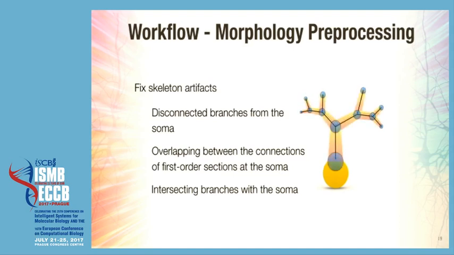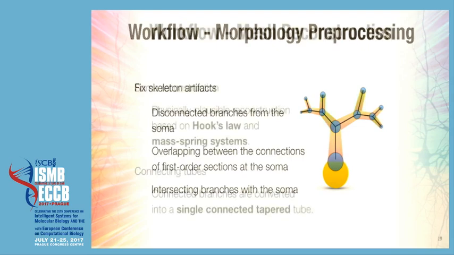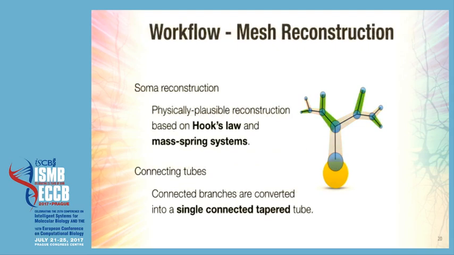And then we started mapping the actual radii value of each section in the morphology, and then we started to build meshes. So we reconstructed the somata, which is the most complicated thing, on a physically plausible basis using Hooke's law and mass spring systems, in order to take the exact shape of the real somata we can see under the microscope. What we can get is just a 2D projection from the 3D reconstruction, so we have a missing dimensionality, and we have to find a way. And at the end, we had to connect the branches in a tubular structure.